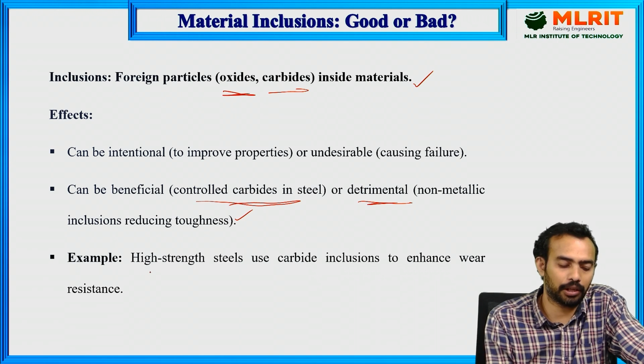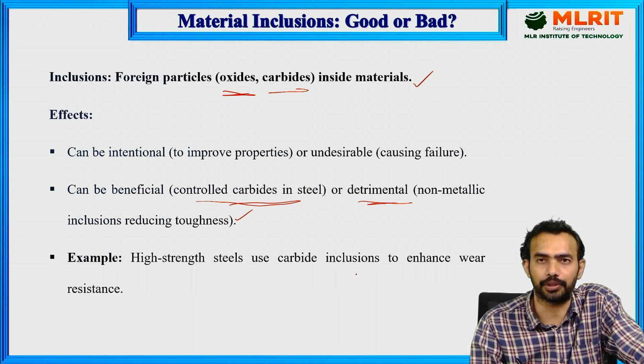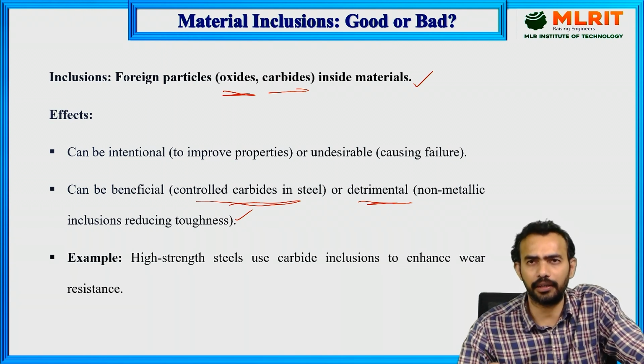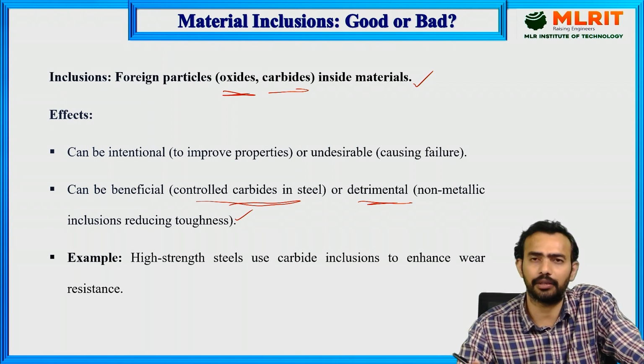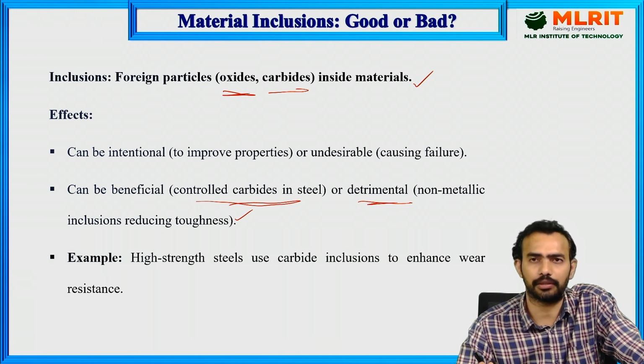For example, in high strength steels, we use carbide inclusions basically to enhance the wear resistance. In turn, it increases the hardness, and so that increases the wear resistance. Carbides will increase the hardness of the material since iron carbide is formed.